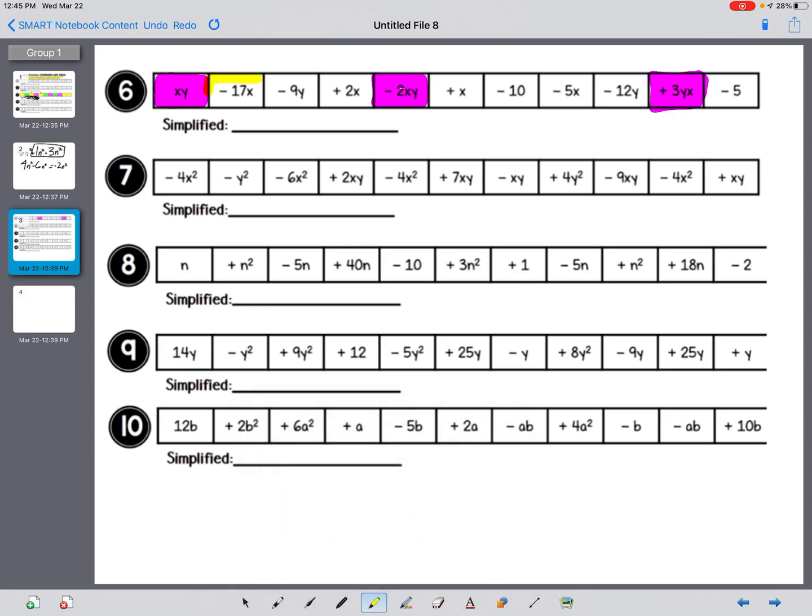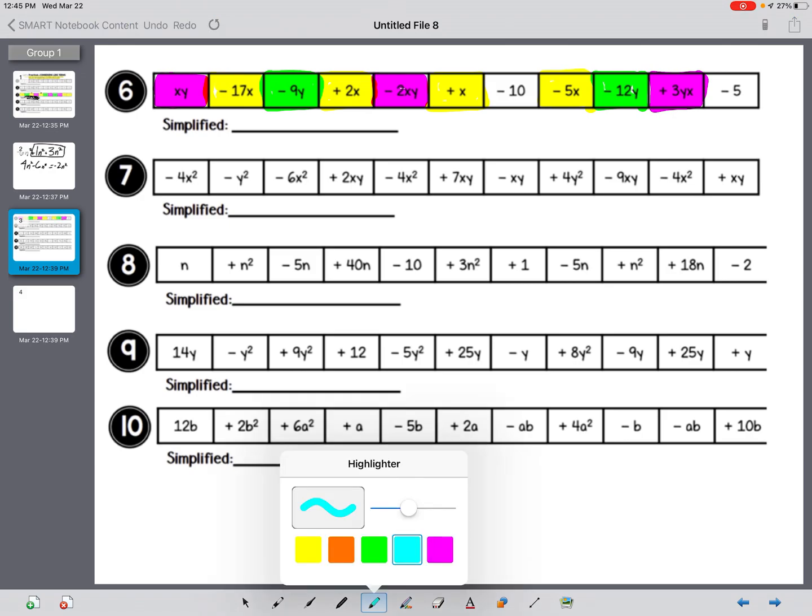So negative 17x, now we just look for other x's. There's a 2x, that's an x, plus 1x. Then we have negative 5x. No more x's. All right, we have some y's, negative 9y. And then we have a negative 12y. And finally, a couple of constants. We have negative 10, and then we have negative 5.